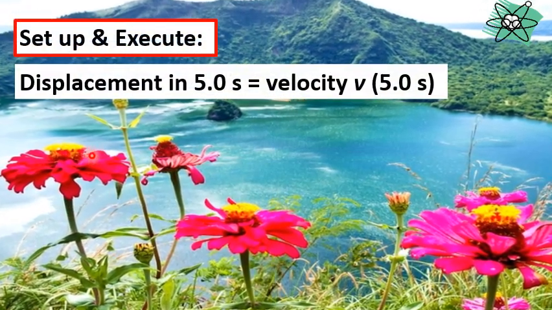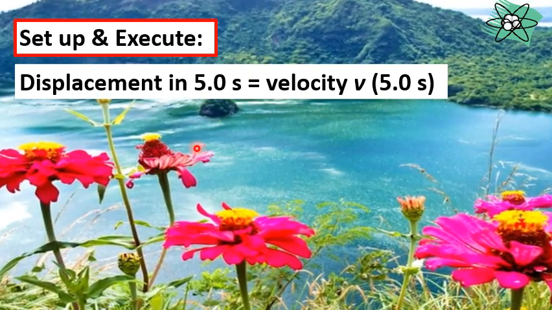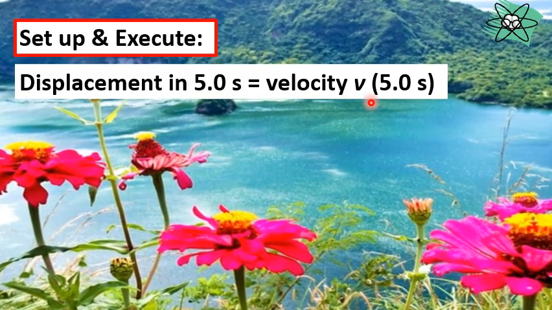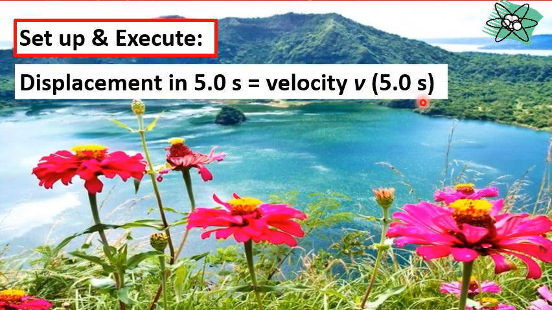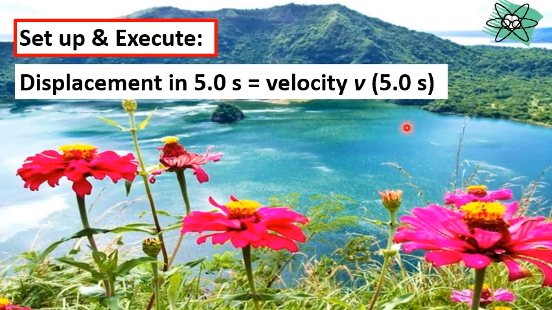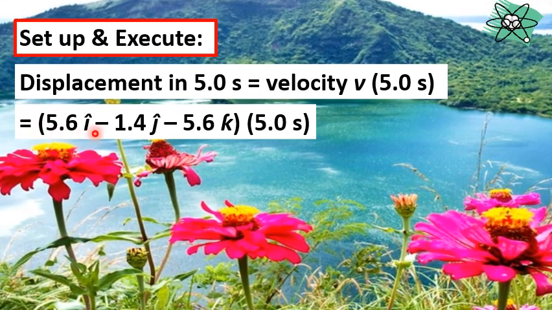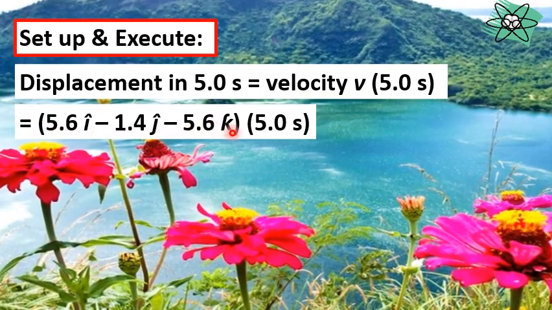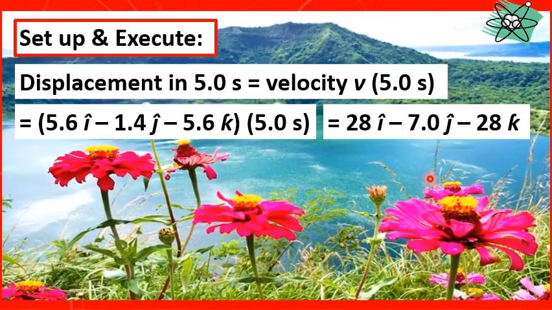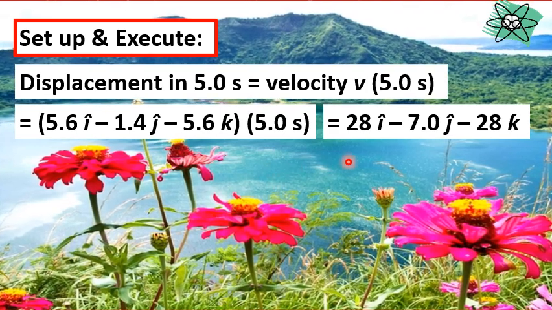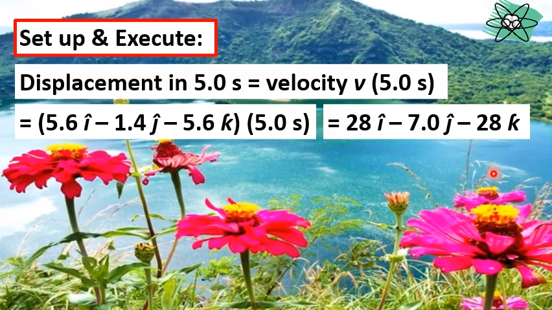The displacement of the particle in time 5.0 seconds, therefore, is equal to the velocity vector v multiplied by 5.0 seconds, that is quantity 5.6i minus 1.4j minus 5.6k multiplied by 5.0 seconds. So we get the displacement. In this case, this is the final displacement equal to 28i minus 7.0j minus 28k.